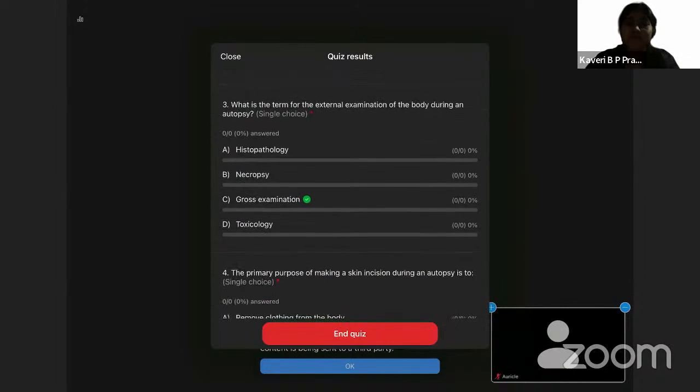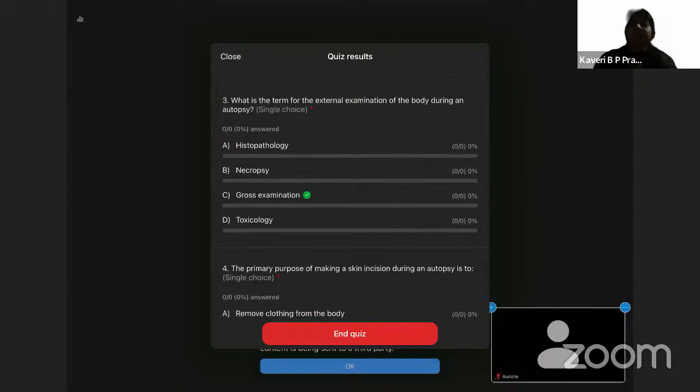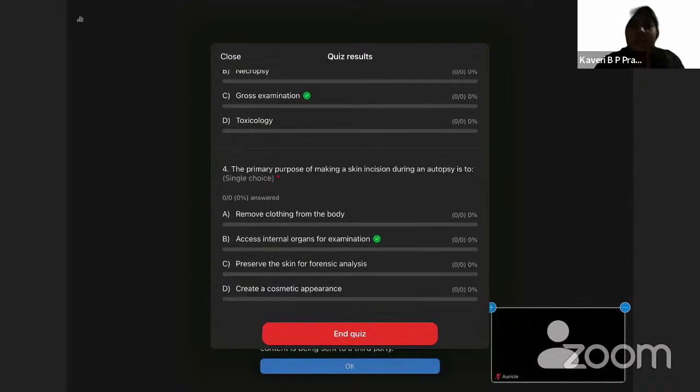What is the term for the external examination of the body during an autopsy? Histopathology, necropsy, gross examination, toxicology. What is the correct answer? Gross examination. Whenever you externally see something, the physical findings, it is called gross examination. Coming to the next question.